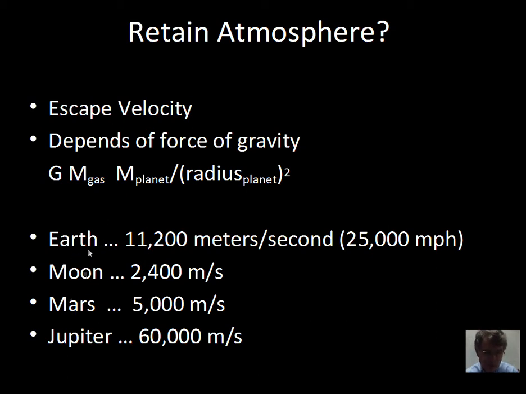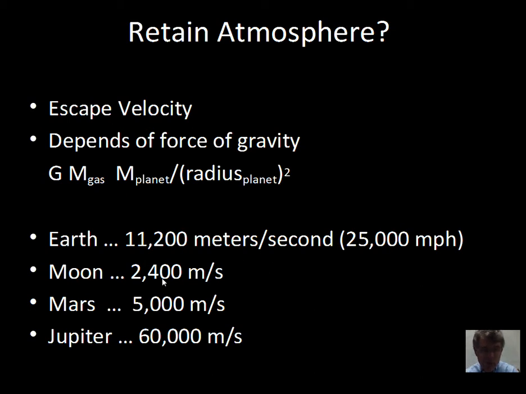planets or moons that we have listed here, escape velocity for the Earth, 11,200 meters per second. That's about 25,000 miles an hour. We talked that the orbit speed is about 17,000 miles per hour in low Earth orbit. So the sense of things is correct here. Escape velocity is higher than the circular velocity.